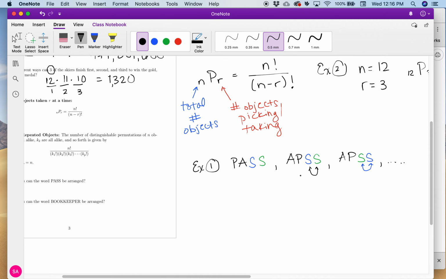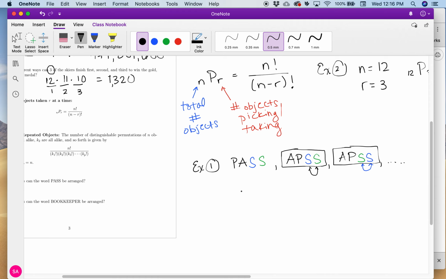However, when we actually count this, we don't want to double count the APSS. We don't want to count this as two different words or two different orderings because look, it's not. It's APSS, APSS. It's the same ordering. So actually, when we count up the total number of orderings of PASS, we do not want to double count in these situations where we're just moving the S's. So that's where this formula comes in.